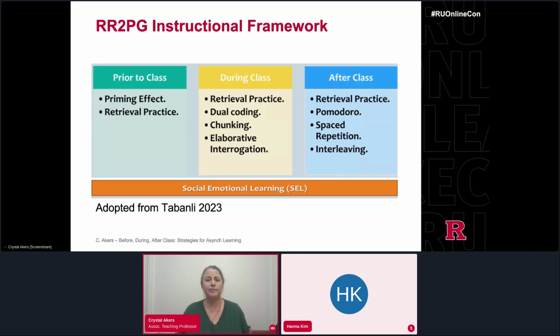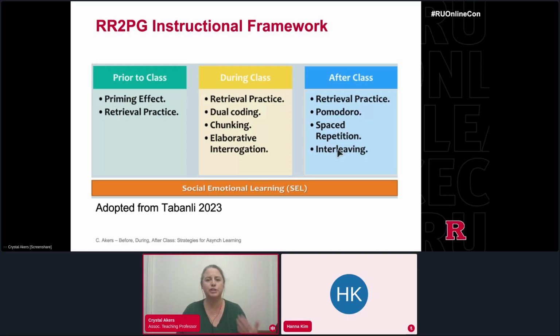Right, so here's a graphic that represents that RR2PG instructional framework. And I provided a link to one of Dr. Tabanli's recorded conference talks in the slides. So you can take that opportunity to learn more about this and about the semester support group experience too, if you like.